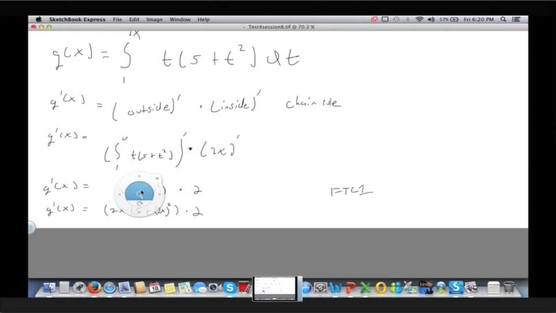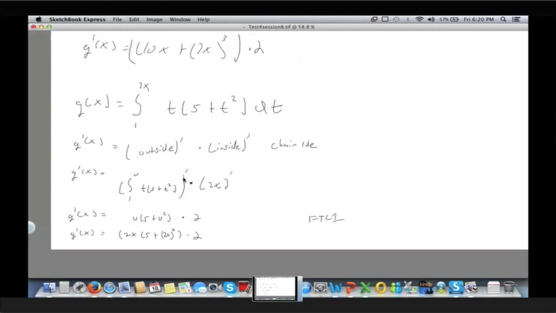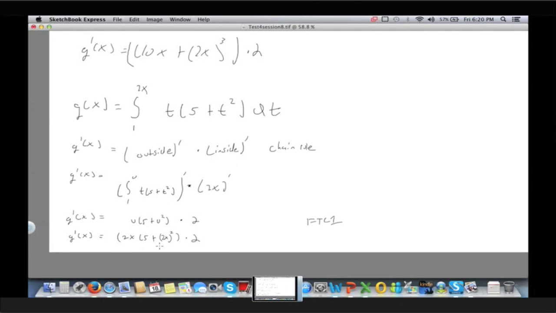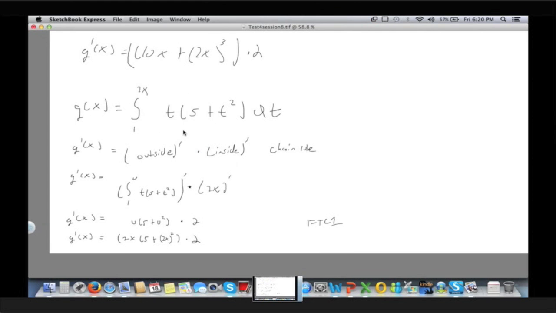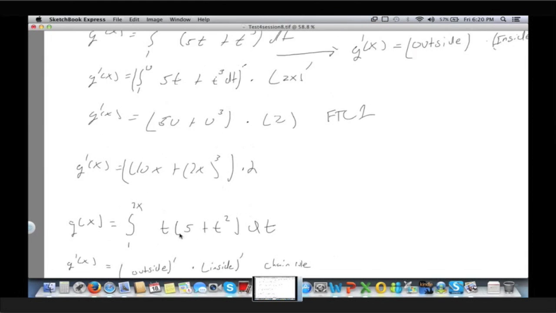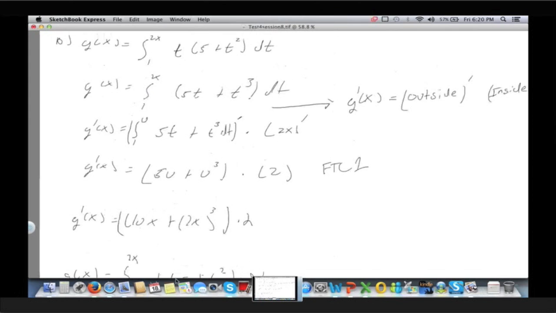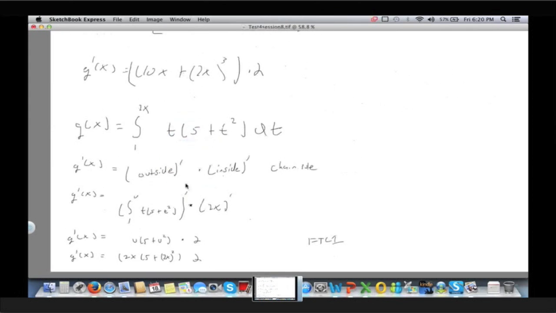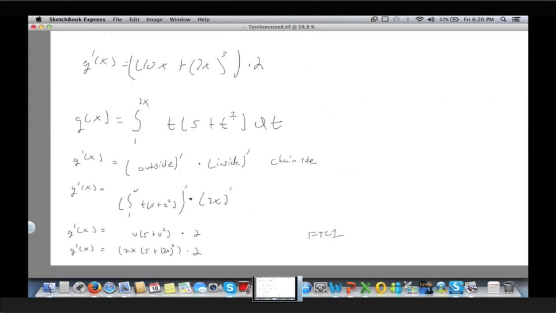So plug 2x in for u. It's just the same answer. 10x plus... Something's wrong. Okay. So this was cubed, not squared. Careful, I think you made a change that's not correct. I think it was a t squared.